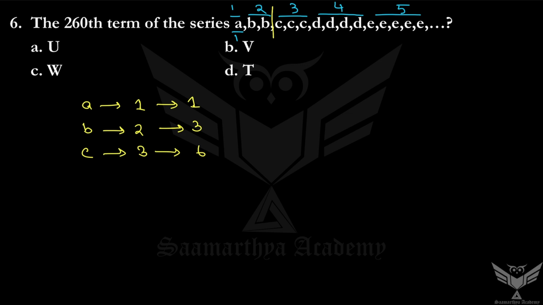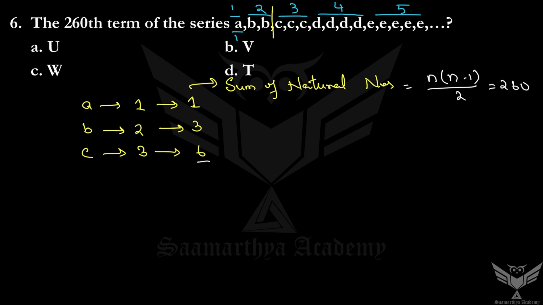Now it is clearly sum of natural numbers, no? Sum of natural numbers. Now whatever this position is there, this is the last place. Till sixth place, the third letter is continuing. Now sum of natural numbers is n into n plus 1 by 2. That value should be 260 according to the given question. Now you just have to solve for n.